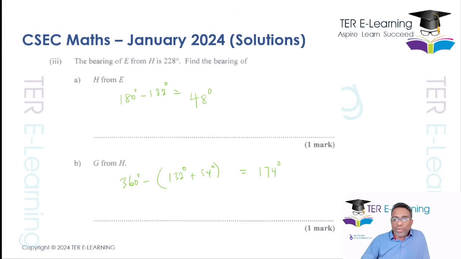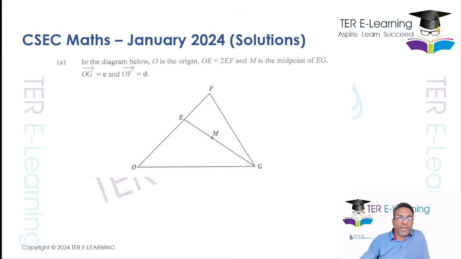All right, so moving on to the last question now, question 10, if students happen to make it this far in the exam. They give us a diagram here. O is the origin, OE is 2 times EF. So this is important. That means I could divide this line into 3 equal parts. The point M is a midpoint. Okay, so I have all the information here. OG is given by C and OF is given by D.